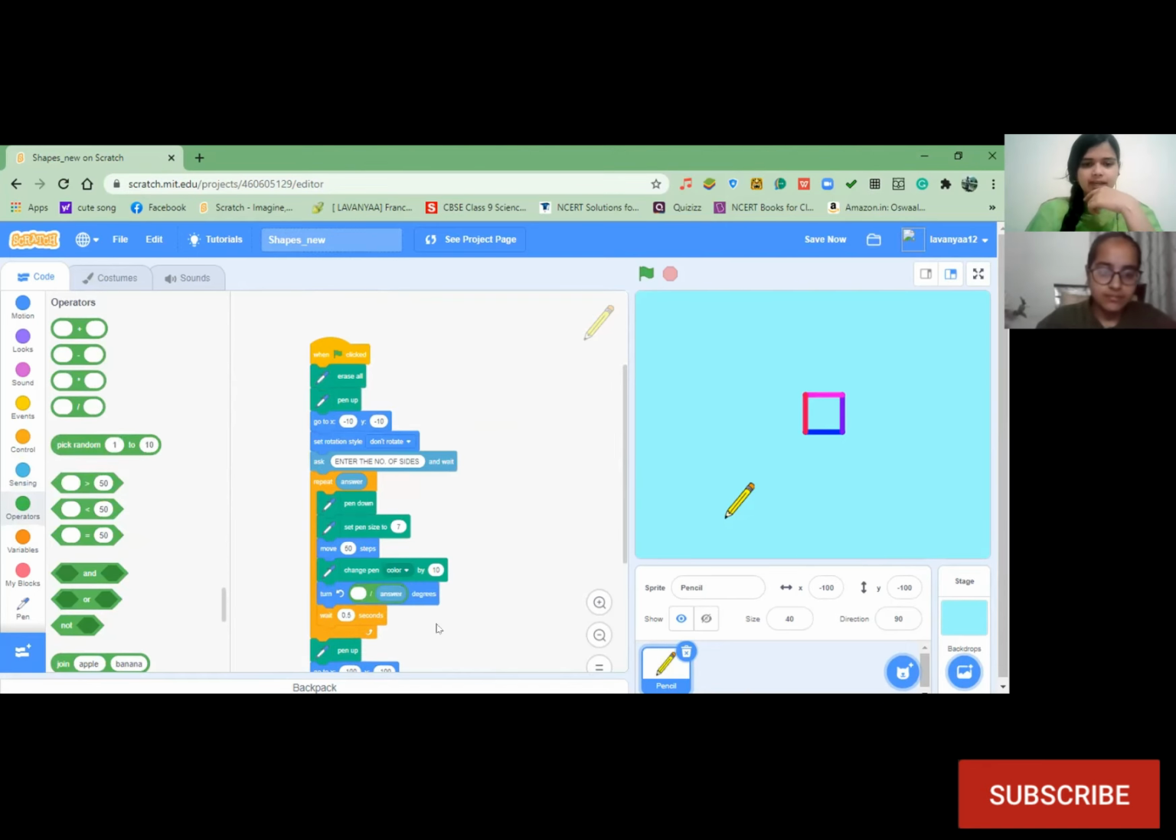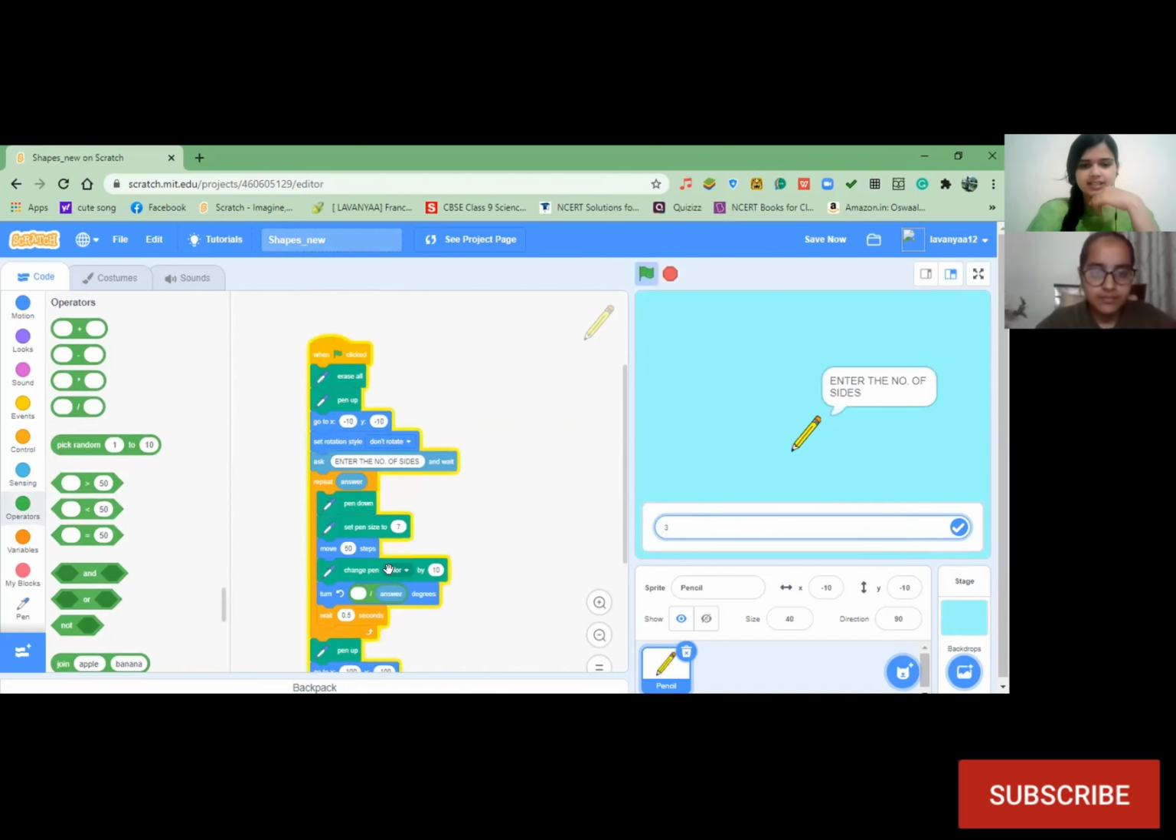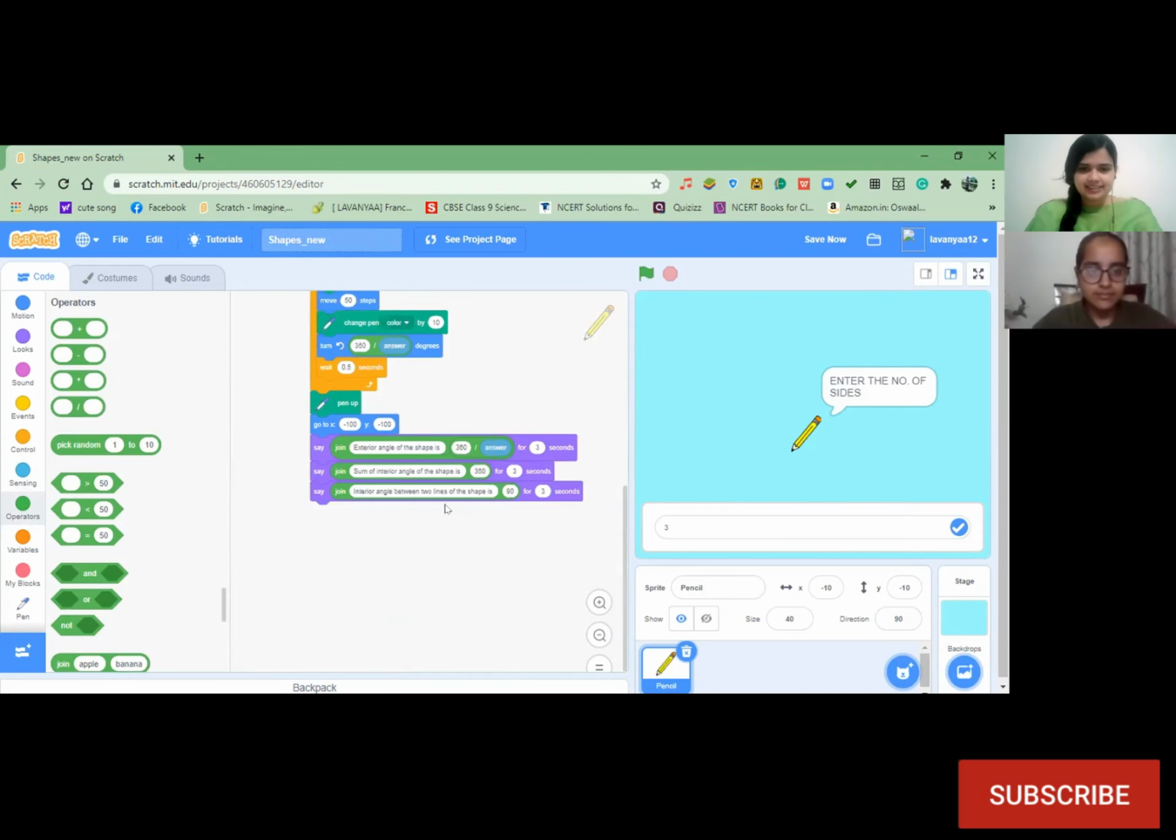So the formula is 360 degrees divided by the number of sides. So there we can write 360 degrees. Awesome, perfect. Okay, so you wrote exterior angle of the shape: 360 degrees divided by answer. Perfect.